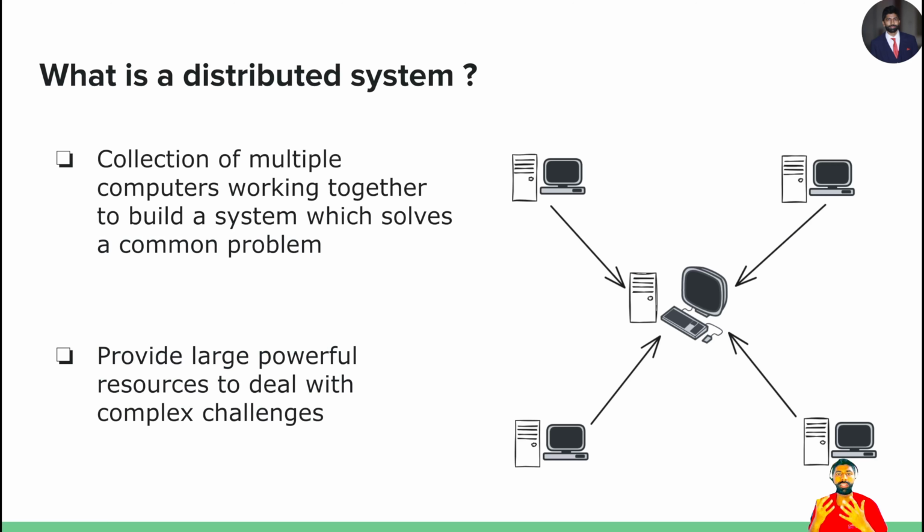So first, let's understand what is a distributed system. A distributed system is a system which is a collection of multiple compute systems which work together to solve a common problem. Distributed systems generally span across multiple physical locations to form a running application. Since distributed systems span across multiple locations, they provide large, powerful resources which can help deal with complex challenges.